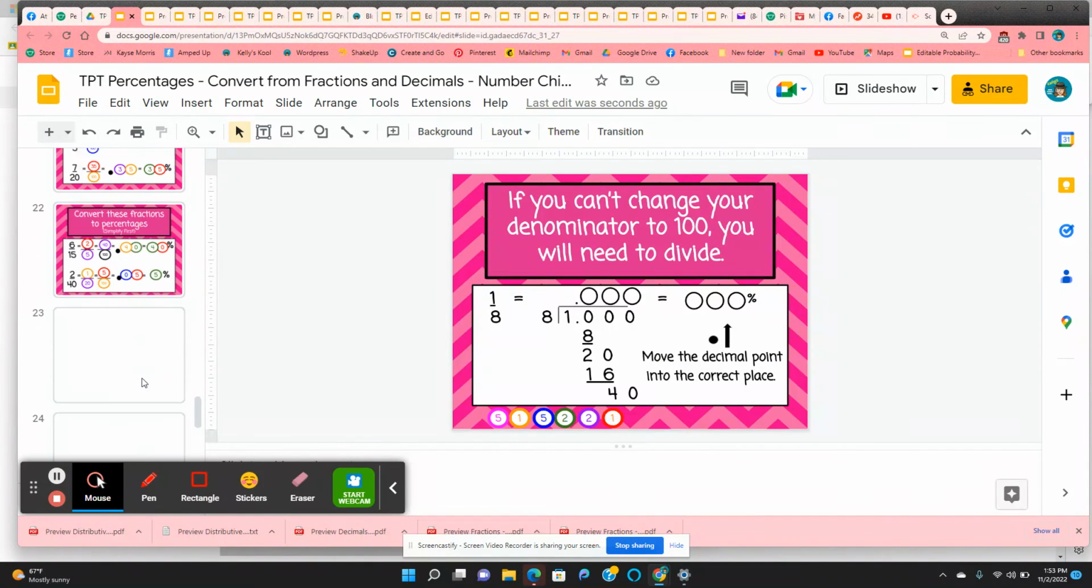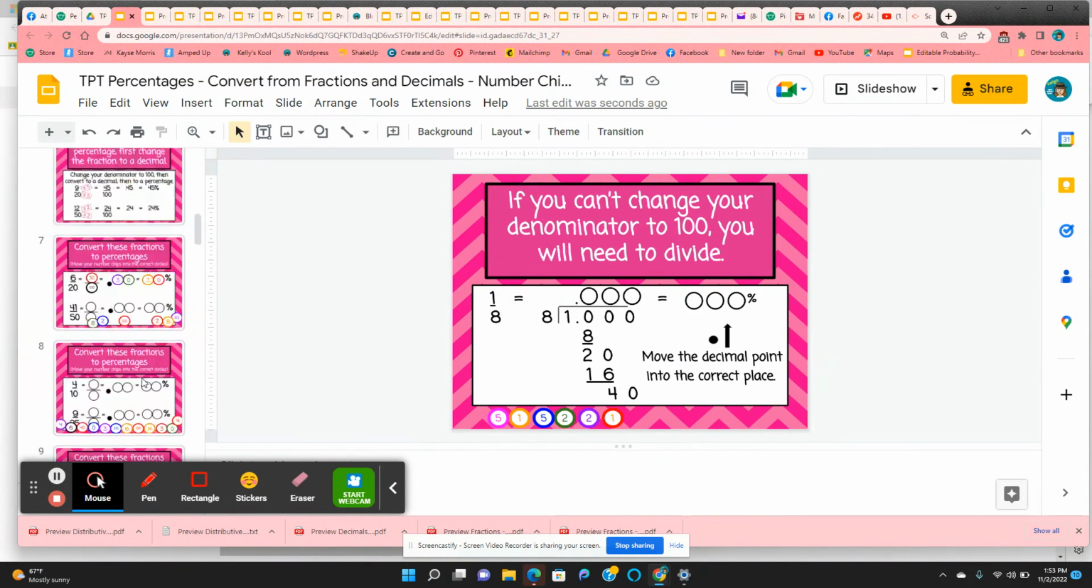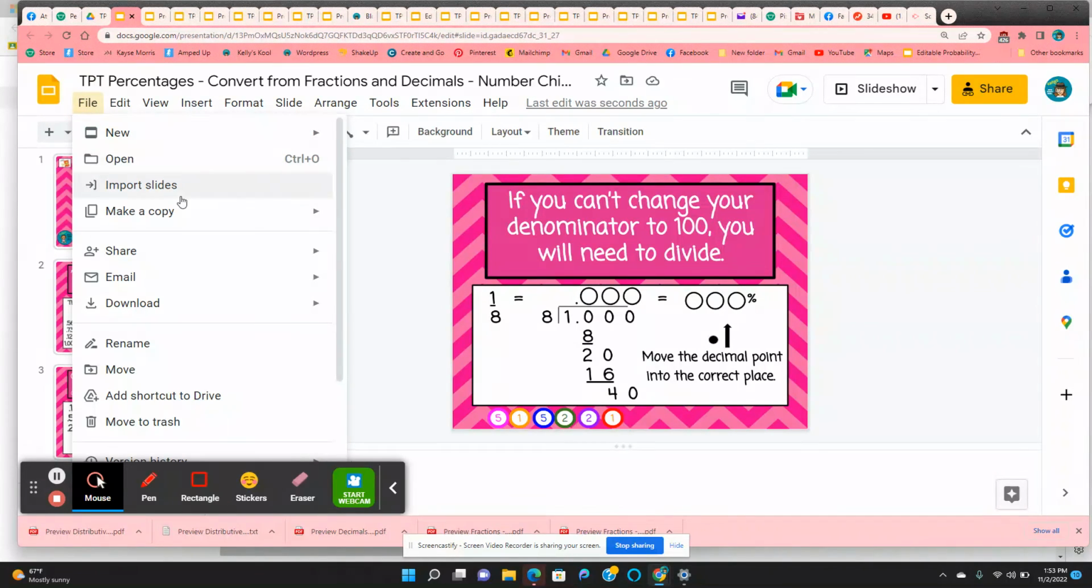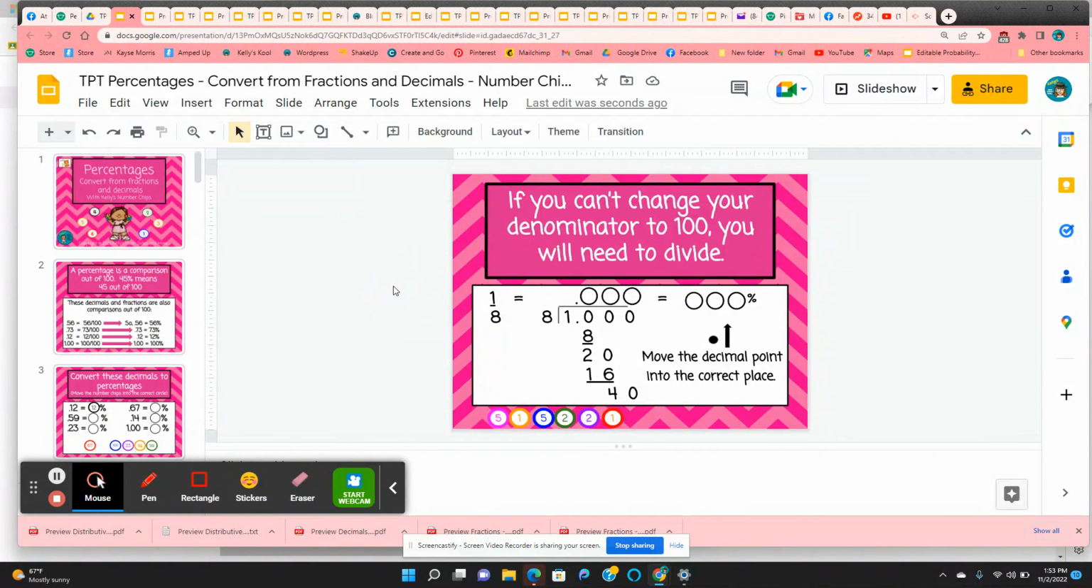Now, all of the completed slides are on here for the teacher. So if you want to make a class or student copy, just come up here to File, make a copy of the entire presentation. Just make sure you delete the completed slides.